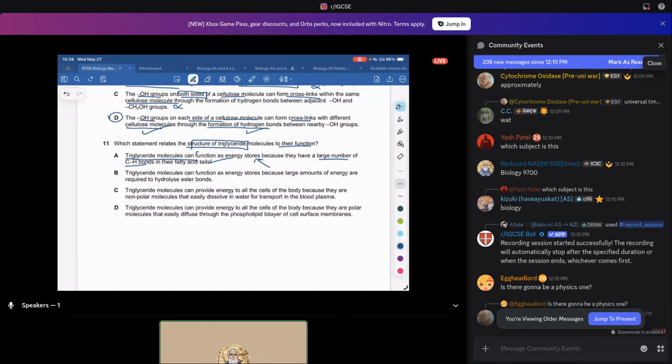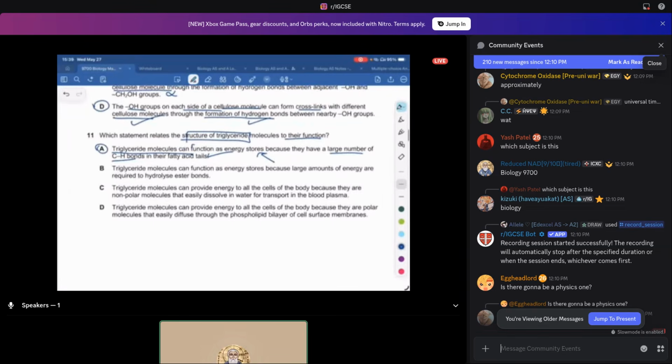Yay, okay. So they function as energy storage because they have a large number of C-H bonds in their fatty acid tails. Now, when you take A2 biology, or those giving composite this year, know that because they have more C-H bonds, they are more reduced, so they can reduce more NAD. The key is the C-H bond has a lot of energy, so upon breaking it, a lot of energy is released. Just a quick overview. Very vague. Okay, so the answer is A.